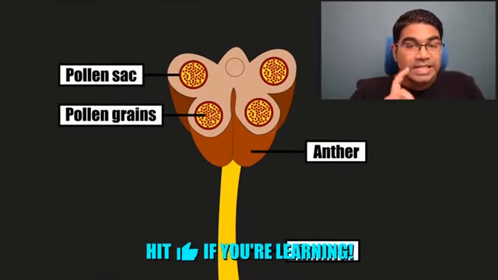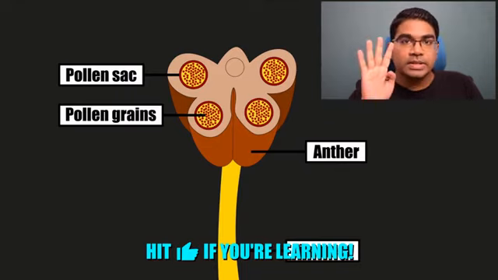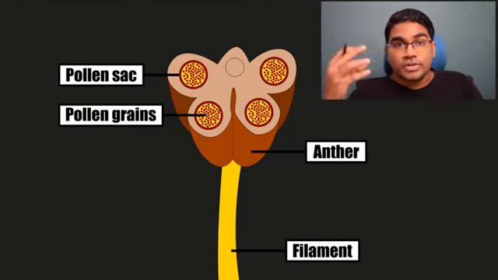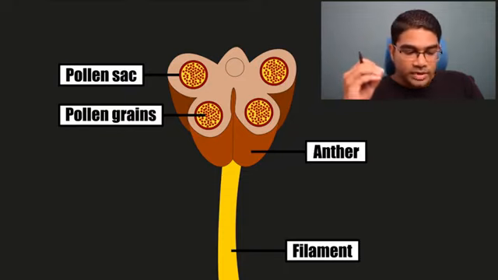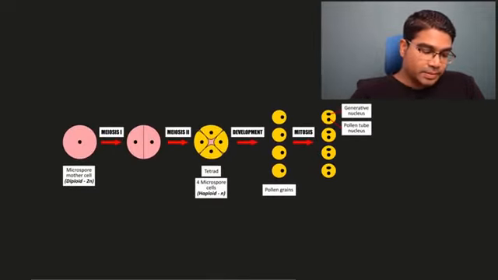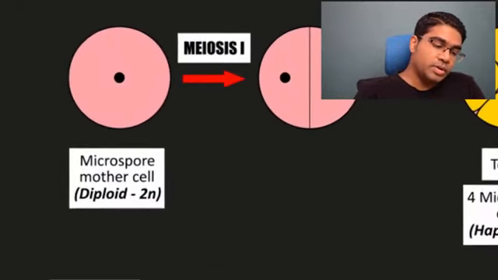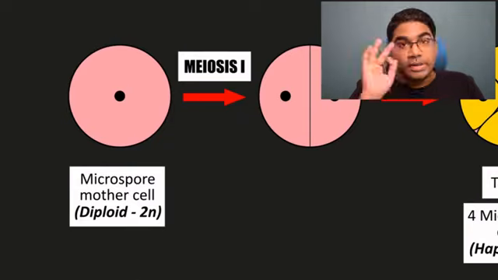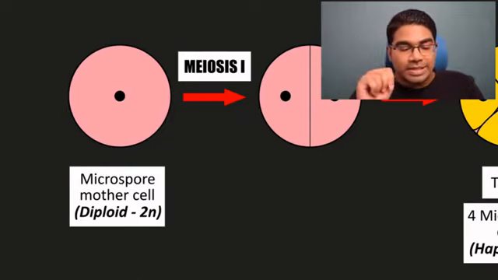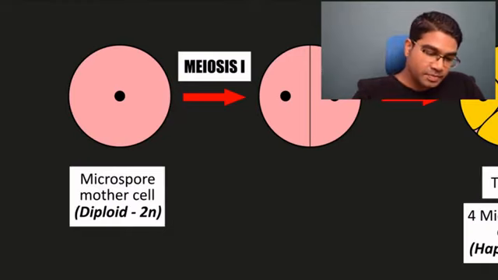Inside the anther, each anther has 4 pollen sacs. Inside each pollen sac, there are hundreds of pollen grains. This is where the pollen grains develop. The pollen grain begins as a microspore mother cell. So there are 3 processes in the development of a pollen grain. The first of which is meiosis.